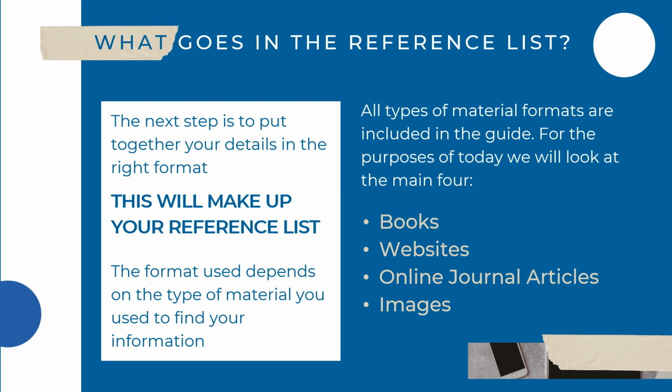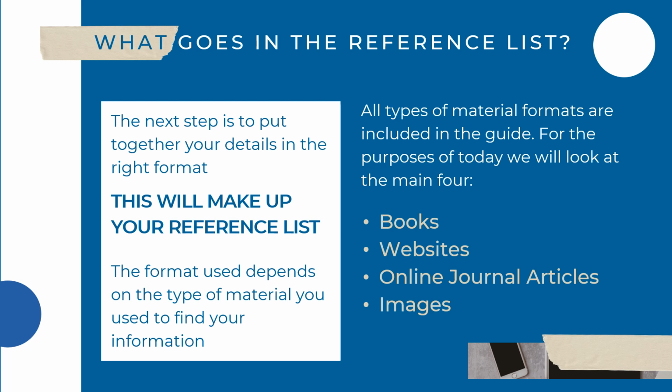Now we come to what goes in the reference list itself. A reference list is an alphabetical listing of every source that you have used to write your piece of work. It is on a separate sheet or sheets at the back of every piece of work you hand in.